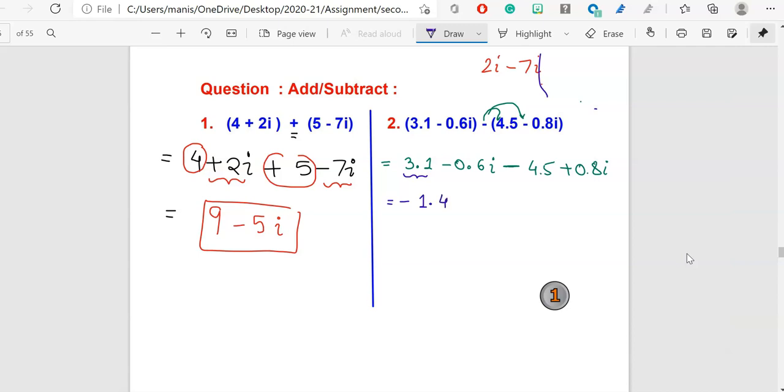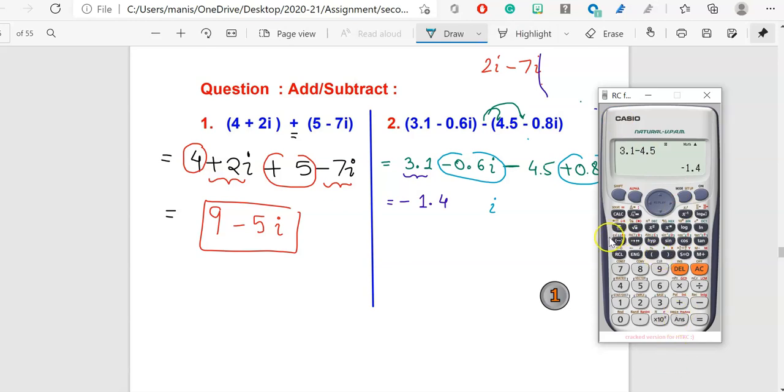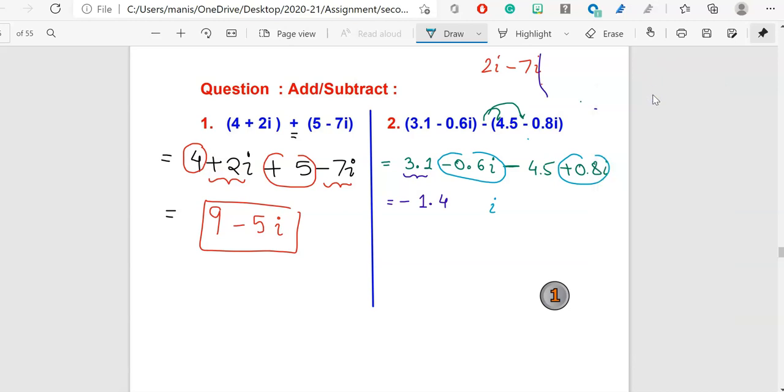Now, am I left with anything? Yes, I'm left over with this part also over here. Negative 0.6i and positive 0.8i. Since those are like terms, the only thing I will work with is the real number. This means negative 0.6 plus 0.8, which is 0.2. So my answer is negative 1.4 plus 0.2i. This is the answer over here.